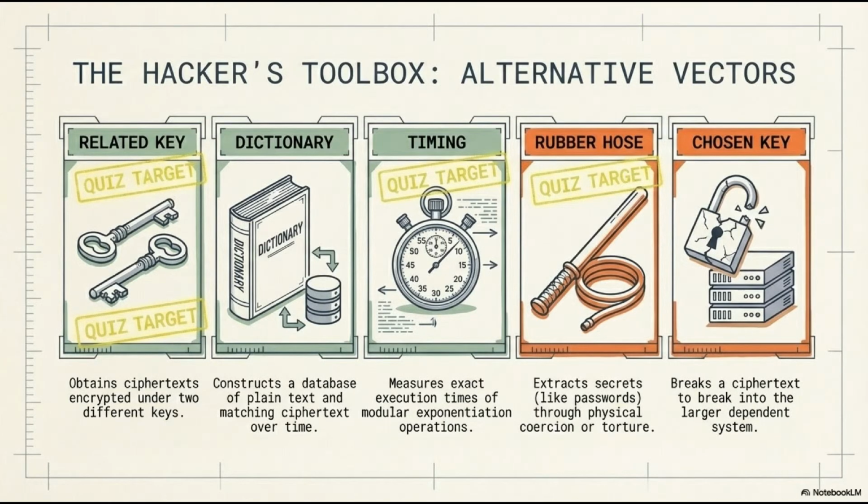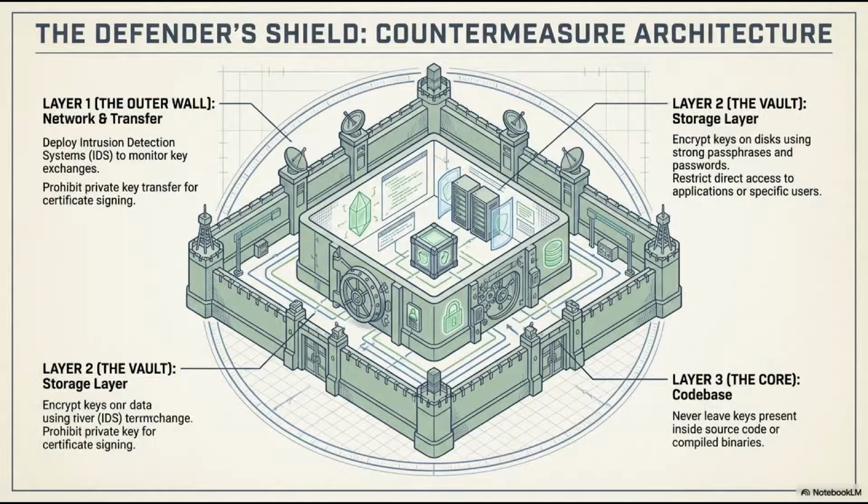Okay, before we move on, write this down. In 2 to 3 sentences, how would you describe the difference between a timing attack and a dictionary attack? They operate on completely different principles. Totally different. One is physical hardware monitoring, the other is just a massive pre-computed database. So how do we stop all of this? Let's look at slide 12, the defender's shield, countermeasure architecture.